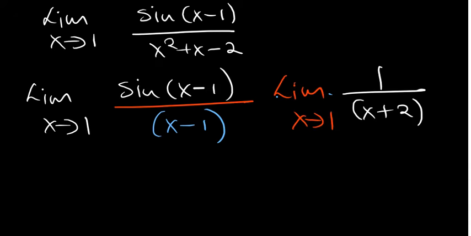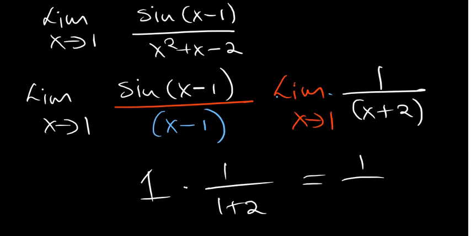Now it didn't apply to the first one, despite us substituting and having sine 0 over 0. It didn't apply because this and that are not matching beforehand. So therefore this part is equal to 1 multiplied by, and for the other part we also substitute 1, so you have 1 over 1 plus 2, which is equal to 1 over 3. That's the answer to this question.